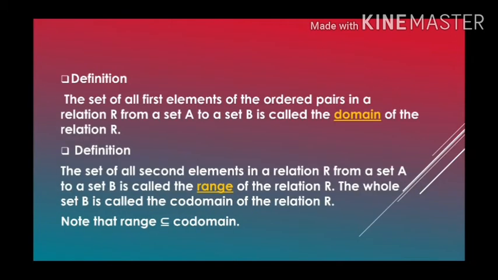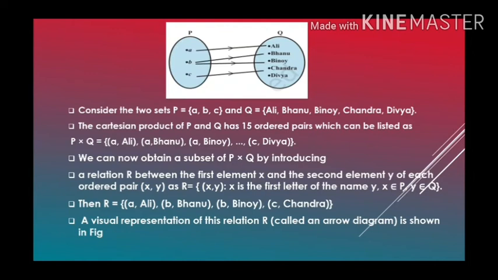Okay. Now there is another definition of domain and range. Domain is the set of all first elements of the ordered pairs in the relation R from A to B, and the set of all second elements in a relation R from A to B is called the range of the relation. So we will check the previous example again.